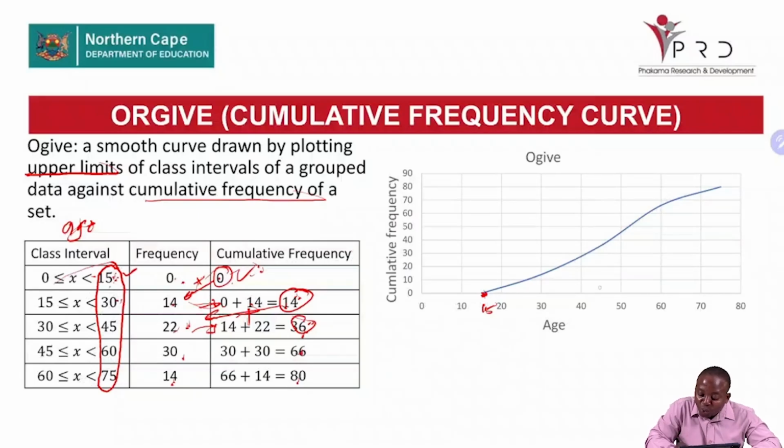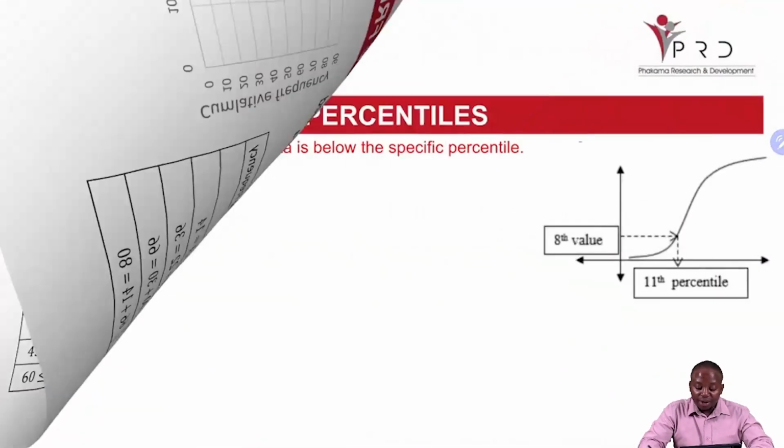We proceed. When you go to 30, this is the age 30, and our cumulative frequency is 14. So that's where the point is on the graph. We proceed again, and the upper limit is 45. We check the cumulative frequency, 36, which is in the middle between 30 and 40. So that's why the point is right there. So that's what we're doing on the Ogive curve: we look at the upper limit against the cumulative frequency. That's how we get an Ogive curve.